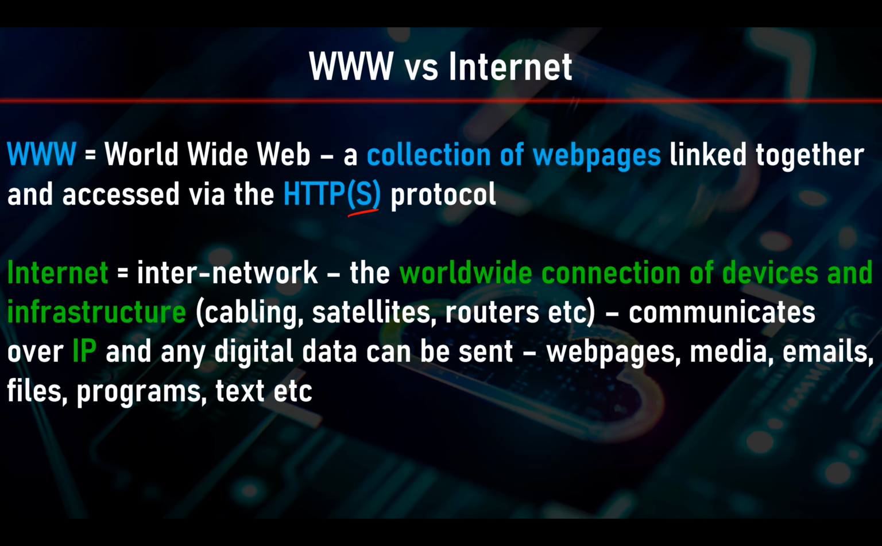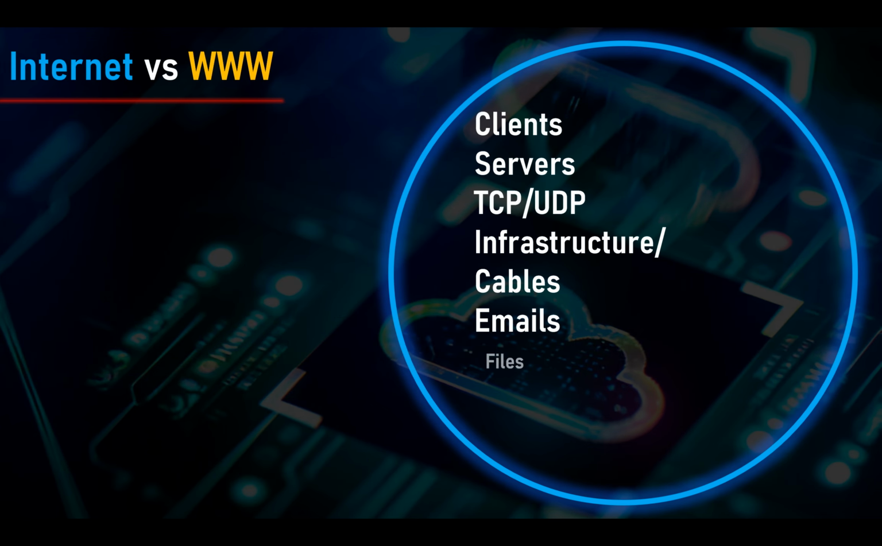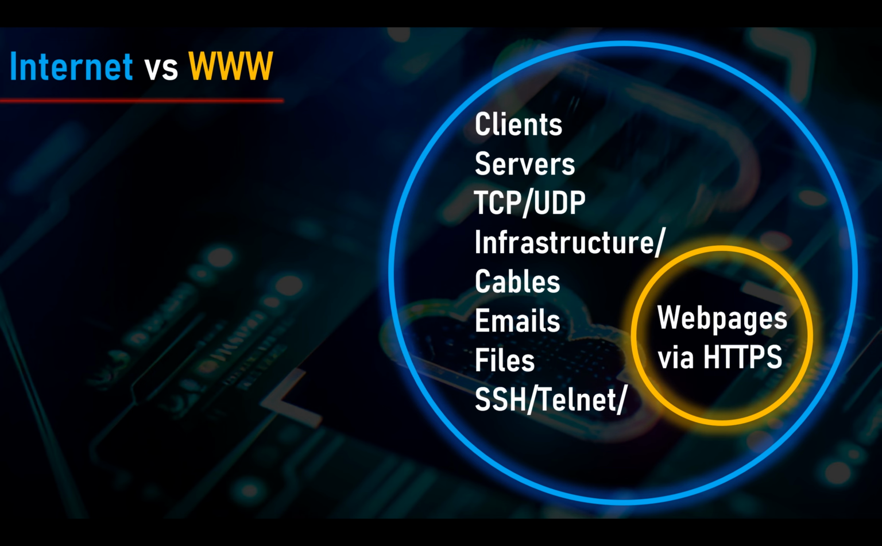The internet is going to be an internet network. It's the worldwide connection of devices and infrastructure, for example, the cabling, the satellites, the routers, etc. It's going to communicate over IP, and any digital data can be sent. So that can be web pages, media, so audio, video, emails, files, programs, text, etc. So what we can say is the internet is a superset which contains the World Wide Web. And this Venn diagram we've seen if you've seen the previous video, but just to recap, the World Wide Web is just web pages, accessed via HTTP or HTTPS. Whereas the internet is going to include all of this and a lot more as well.